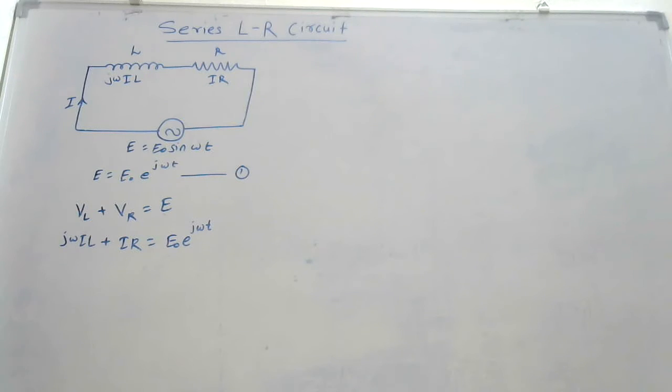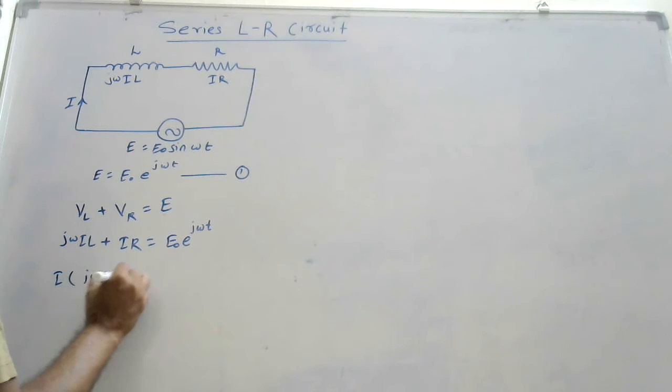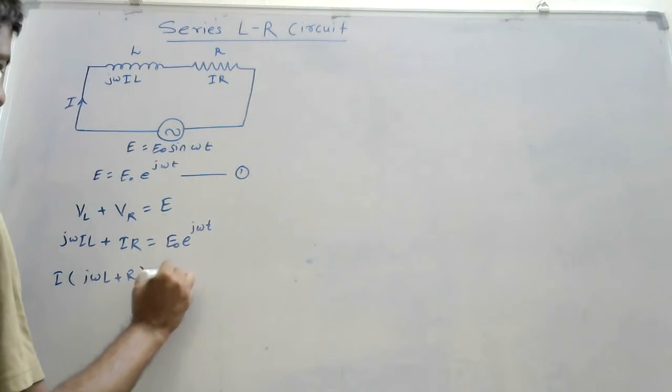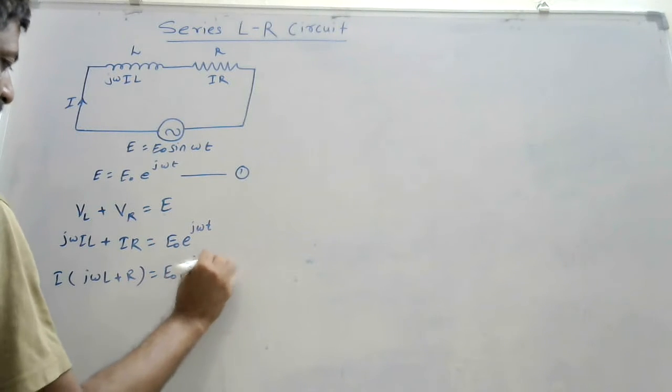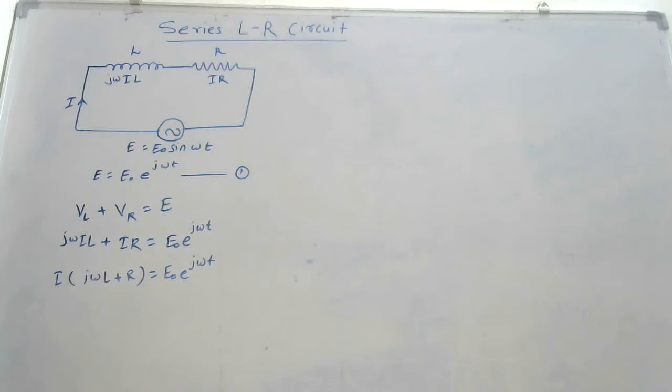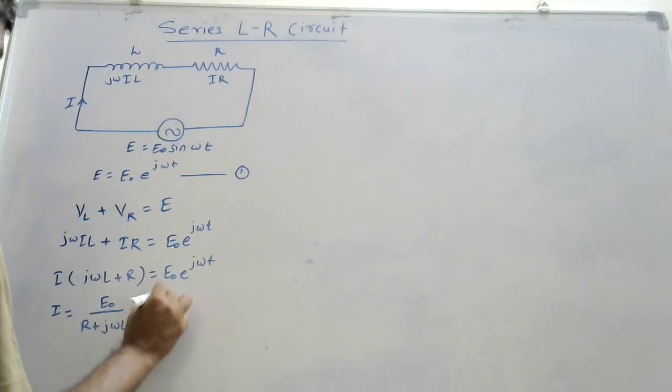Okay, now simplify this expression. First of all, we take I common from the left hand side: I into j omega L plus R equals E naught e to the power j omega t. Now simplify this. I equals what? I equals E naught upon R plus j omega L into e to the power j omega t.